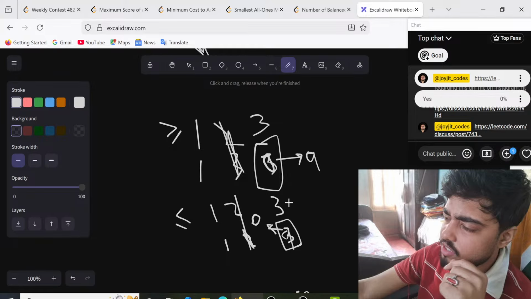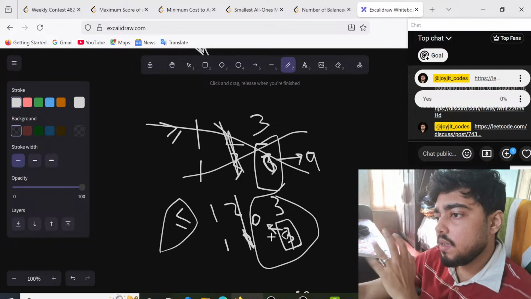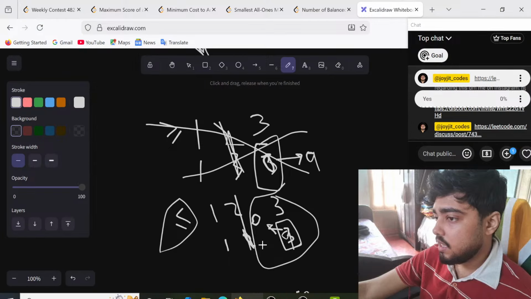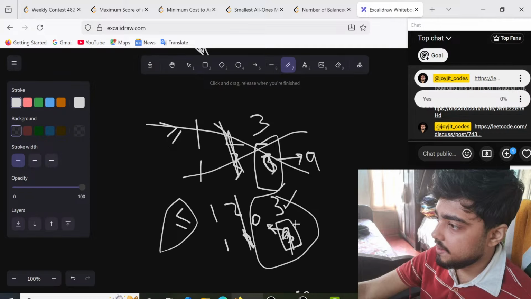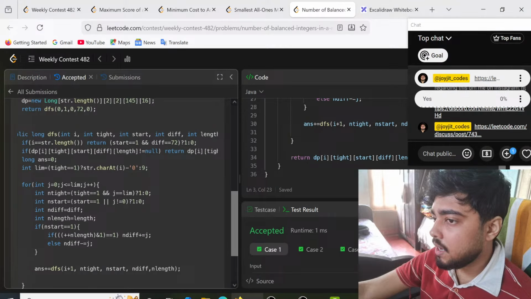This is just an example that I was showing you. There is always a limit because we are always considering less than or equal to L, right? So it depends. If till now it was tight, the limit is this number. But if it was not tight, then we can go on till 9. That is the whole concept. So we also do it over here: if it is tight, it is the number that is over there. Otherwise, it's 9. Then we traverse from 0 to limit.